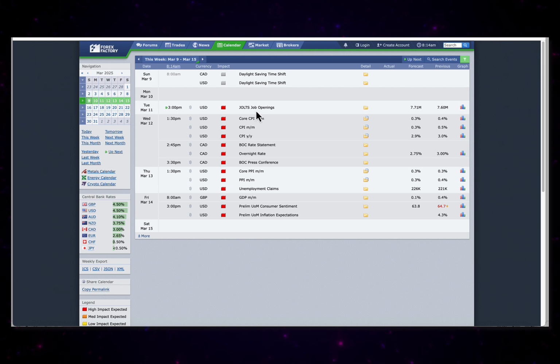And we also have 2:45 p.m. for Canadian dollar, which is the BOC rate statement. And then by 3:30 p.m. as well, we have the Canadian dollar coming up with the press conference.